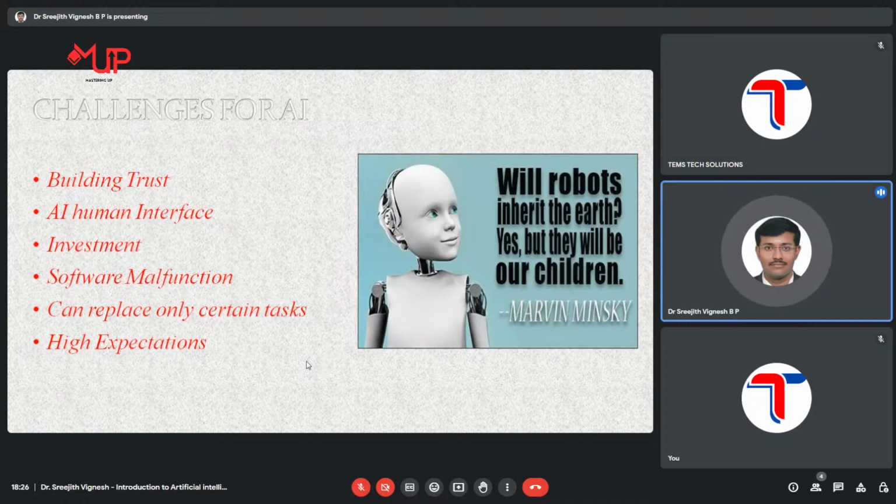And software malfunction. Just imagine you are asking your system to open an application, and once it opens, it immediately starts opening all the other applications. Or whenever you are trying to type something, it automatically closes. That is a kind of malfunction that software might come across, and all these things will happen only if the verification and validation of the system goes wrong. Otherwise, it will not happen. So the AI system can replace only certain tasks. We cannot expect AI to replace all the tasks carried out by a particular person or humans. And there are n number of high expectations among humans.